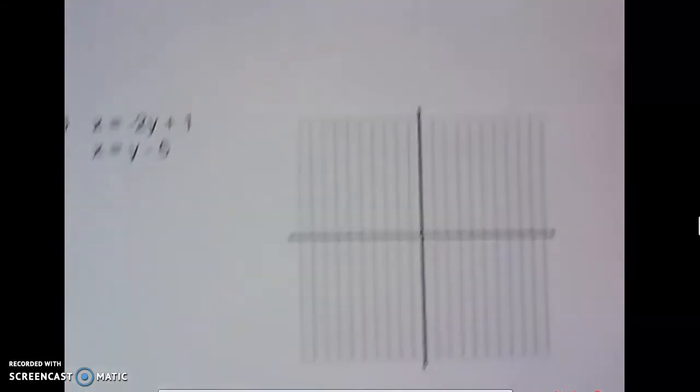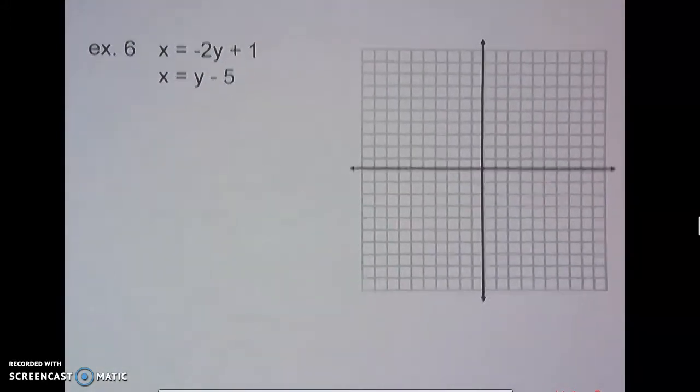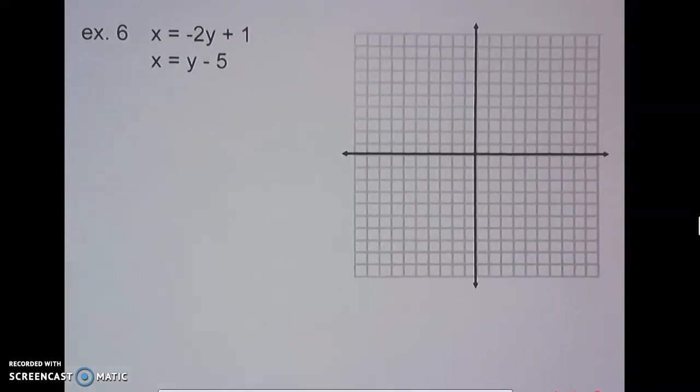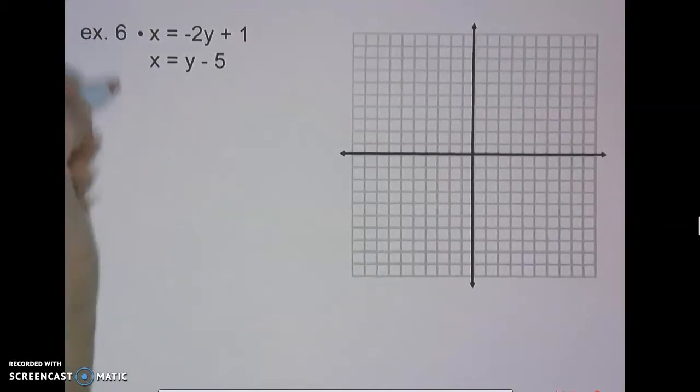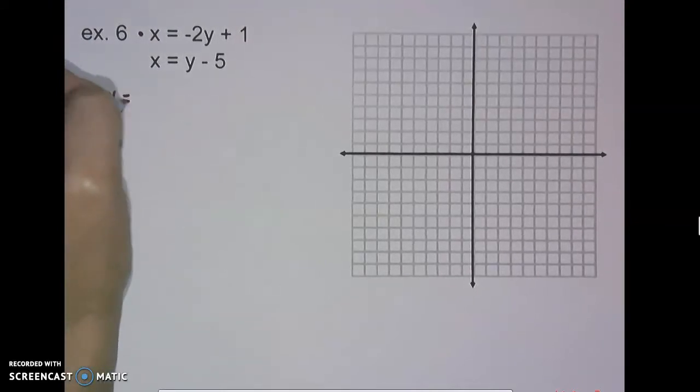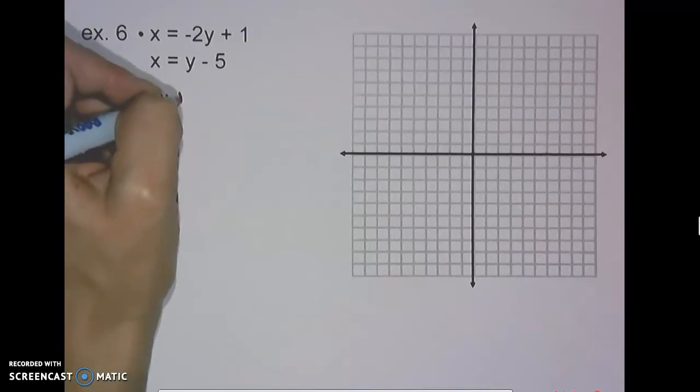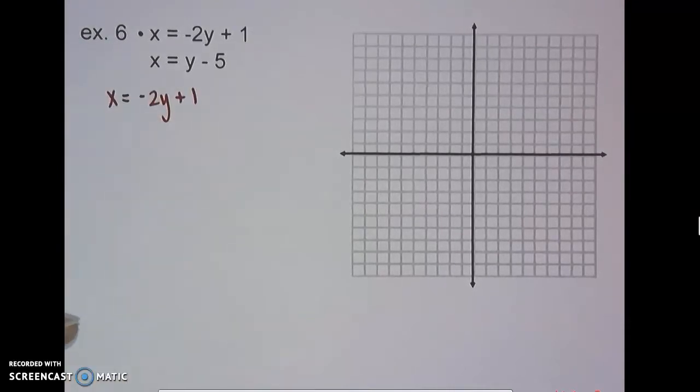Okay, so let's look at one more. This one looks like it's ready to go for us with x equals -2y plus 1 and x equals y minus 5. However, we have to make sure that y is the thing that's by itself. Okay, so for this first equation, let me rewrite it down here so we can work with it. We've got to get y by itself.